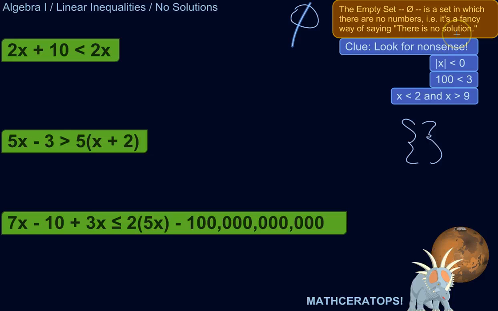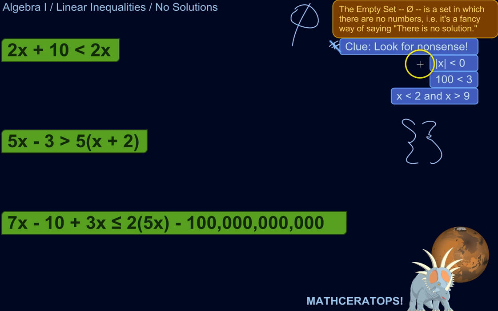So let's look at some examples. And here's my basic idea: look for nonsense. When you see nonsense, the answer is that there is no answer, or the solution is the empty set. There is no solution. So here's some examples of the kind of nonsense you can see when you're trying to solve a linear inequality with no solution.